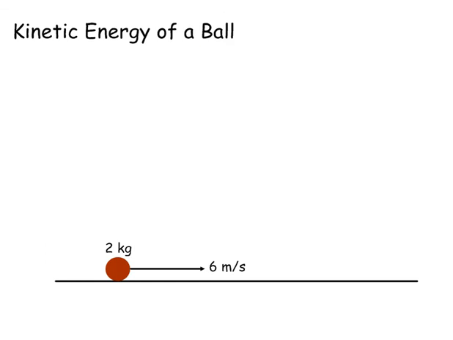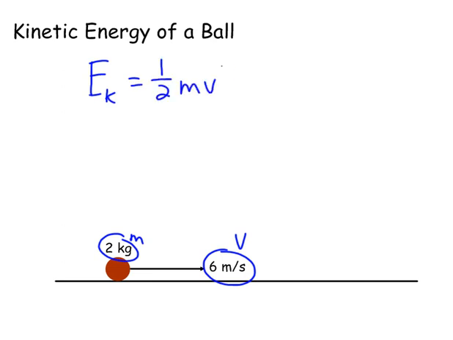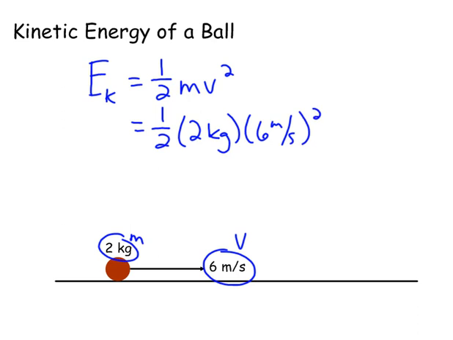An example of kinetic energy. Here I've got a ball that's moving. Its mass is 2 kilograms still. Its velocity is 6 meters per second. My kinetic energy is equal to 1/2 mv squared. In this case, my mass is 2 kilograms. My velocity is 6 meters per second. And that whole value is squared. You'll notice that 1/2 and 2 cancel out. So I get 6 squared, or 36 joules.